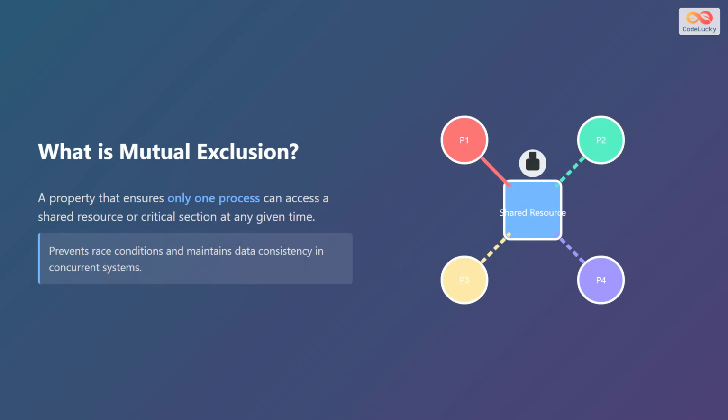So, what exactly is mutual exclusion? It's a property that guarantees that only one process can access a shared resource or a critical section at any given moment. Think of it like a single key to a room. Only one person can have the key and be inside the room at a time. This prevents what's known as race conditions, where multiple processes try to modify the same data simultaneously, which can lead to data corruption. In essence, mutual exclusion maintains data consistency in concurrent systems by ensuring exclusive access.